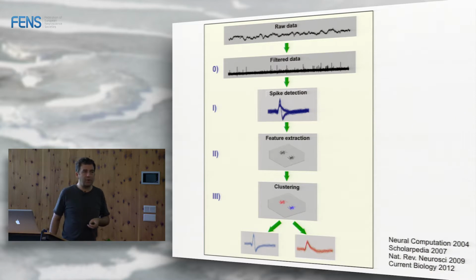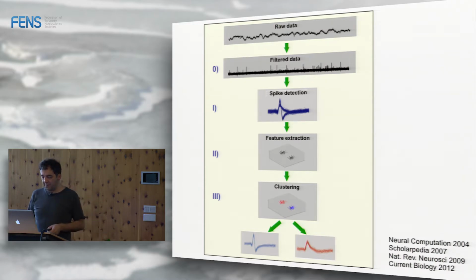Now the code. How does it work? How do we do this idea of spike sorting? Well, there are 4 steps. I call the first step step 0, which is a step that I used to ignore before, and I realized everybody was ignoring, but which is quite interesting. So the first thing is what I told you.